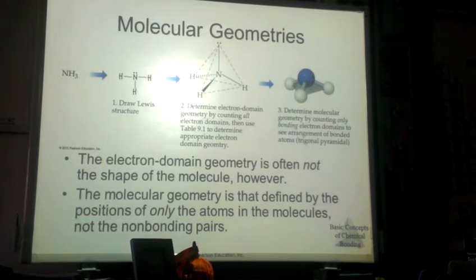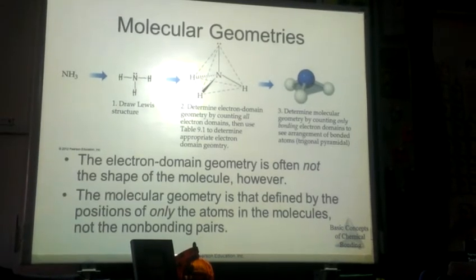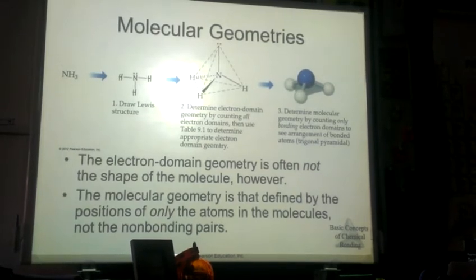So just because an electron domain geometry tells me how many bonding and how many non-bonding I have, the molecular geometry is what's going to actually define the positions of the atoms in the molecules. So electron domain doesn't always tell me shape, but it tells me how many electron domains I have. Molecular geometry tells me what the actual positions of the atoms are, okay? So that's the big difference between the two.